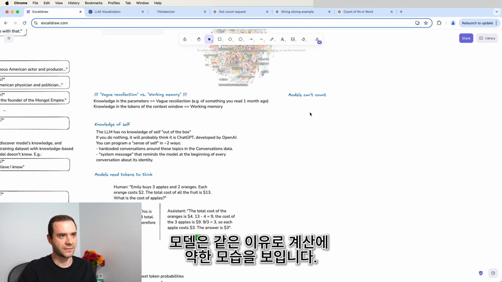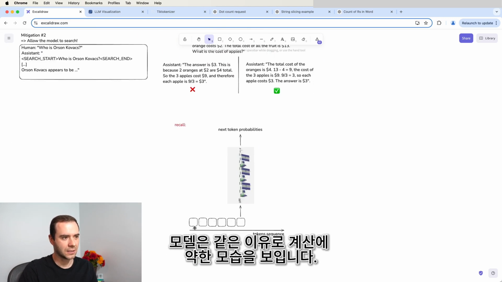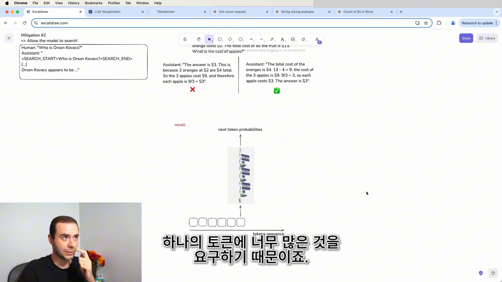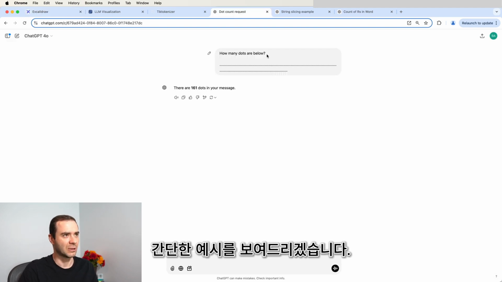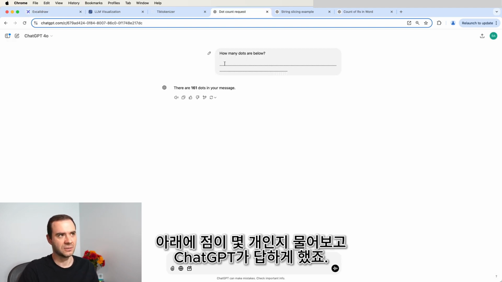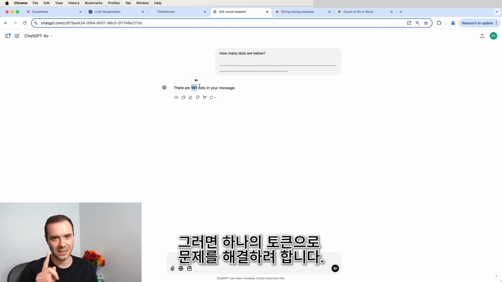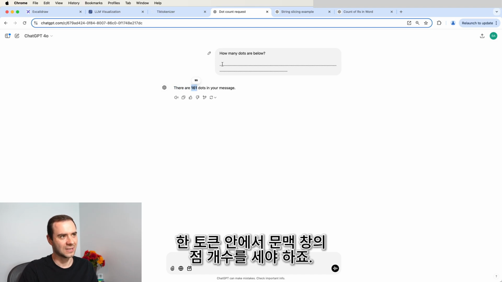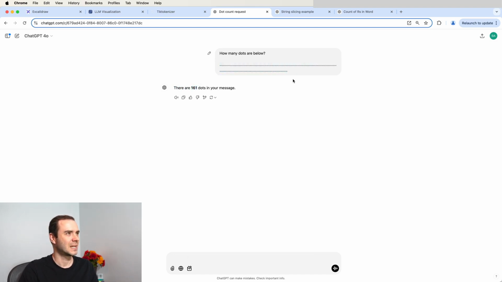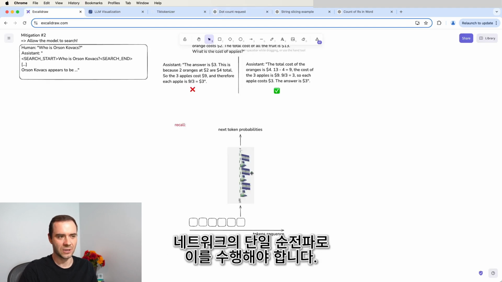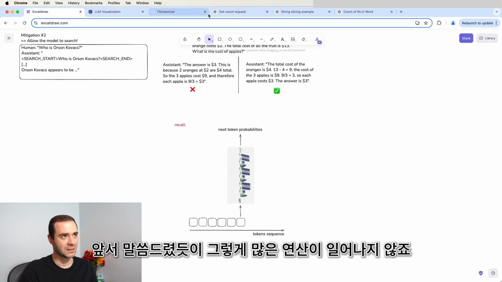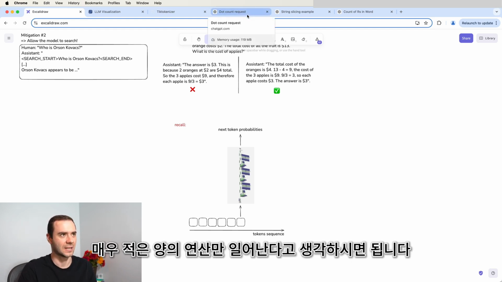Models are actually not very good at counting for the exact same reason. You're asking for way too much in a single individual token. So let me show you a simple example of that. How many dots are below? And then I just put in a bunch of dots. And ChatGPT says there are, and then it tries to solve the problem in a single token. In a single token, it has to count the number of dots in its context window, and it has to do that in a single forward pass of a network. As we talked about, there's not that much computation that can happen there. Just think of that as very little computation.